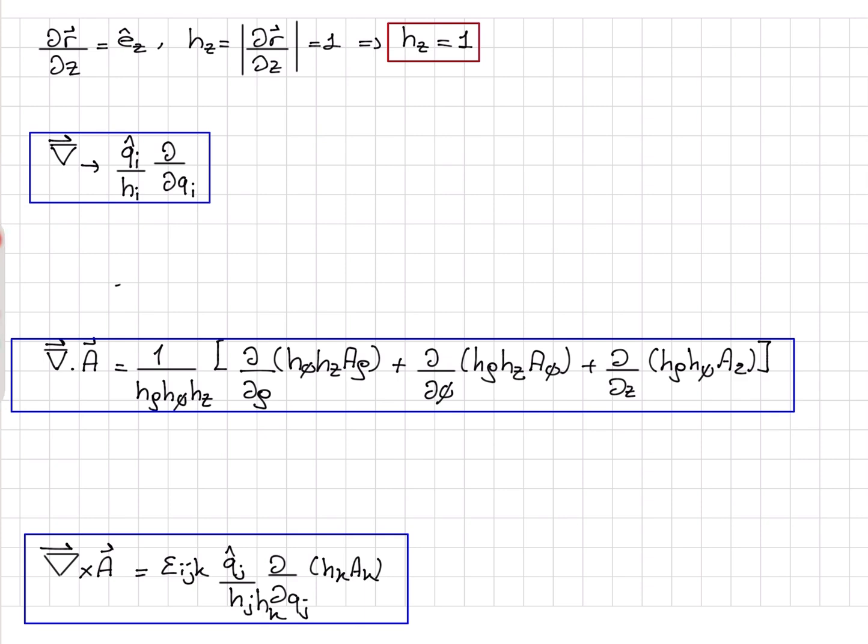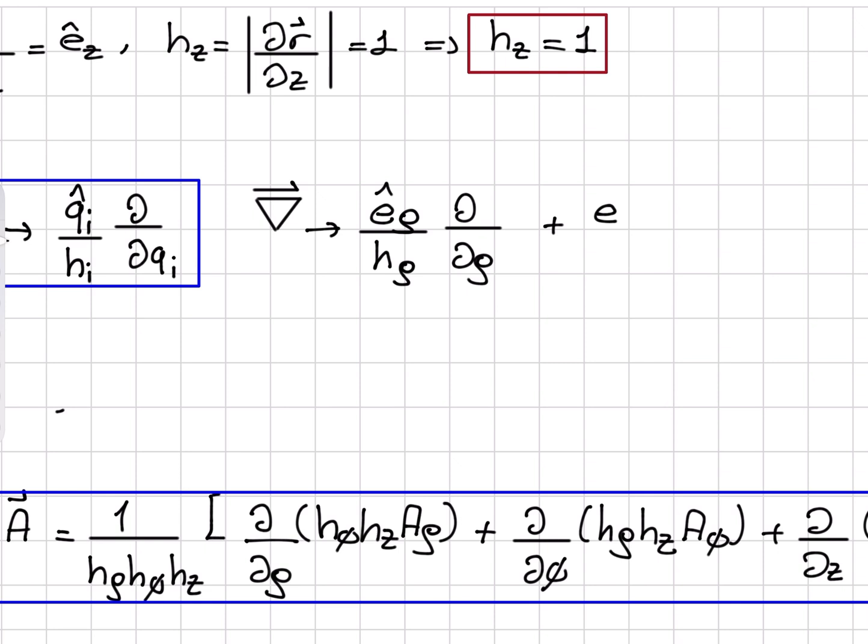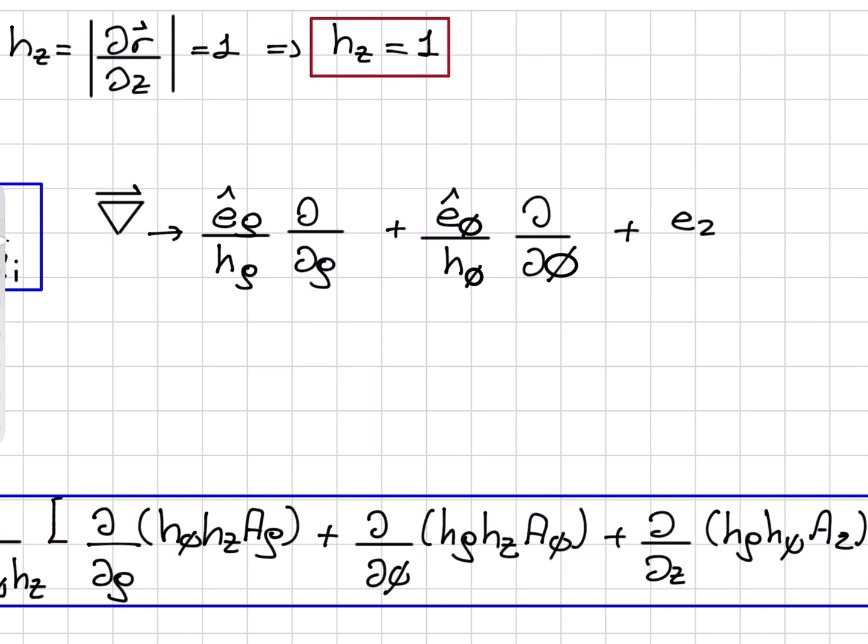Okay, as for the gradient operator, the gradient operation in curvilinear coordinates is q_i hat over h_i del del q_i. So if we apply this to cylindrical coordinates, the gradient operator is going to become e rho hat over h rho del del rho, plus e phi hat over h phi del del phi, and then we will have ez hat over hz del del z.